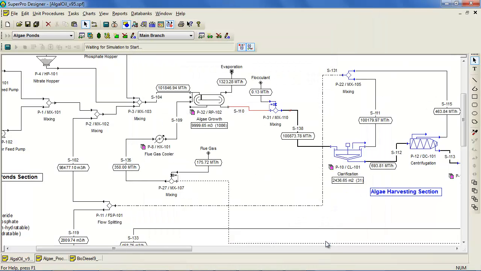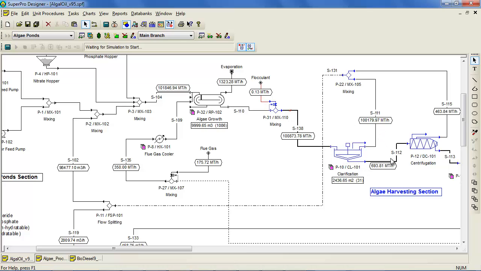After the algae is produced, it exits the raceway ponds in stream S110 and flows to the algae harvesting section shown in blue. The purpose of this section is to concentrate the algae and then break it up in order to allow the oils to be recovered in the subsequent section. The first concentration step takes place in the clarification units, where the algae settles to the bottom of the tanks with the aid of the flocculant that was added here.